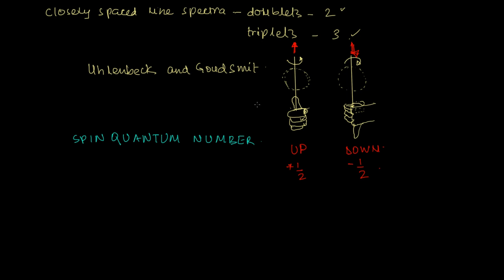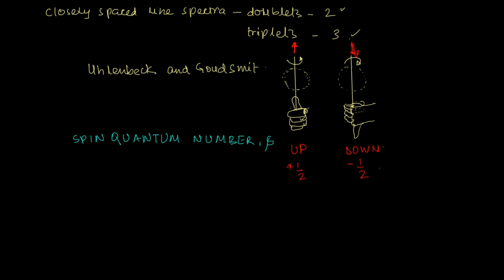And that explained the slight differences, those doublets and triplets that were coming in. So they said there has to be something else, the electrons have to be distinguished based on something else. So a new quantum number came to be introduced, and that was called the quantum number S.